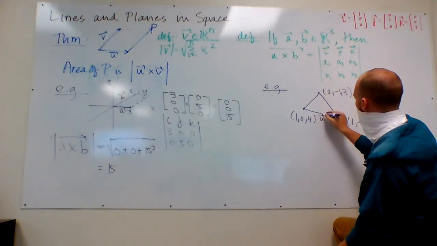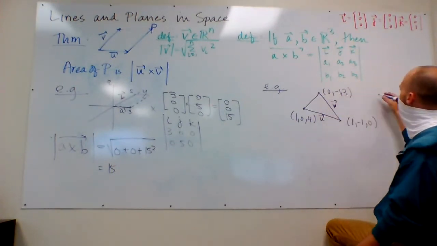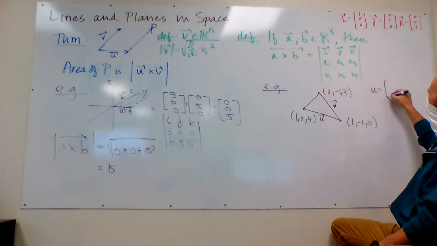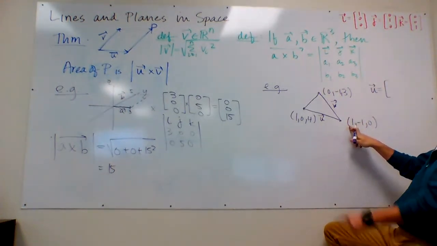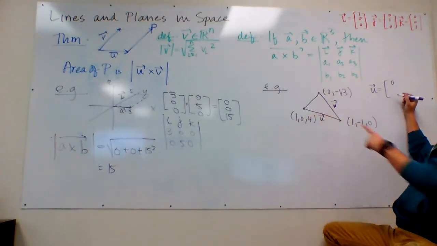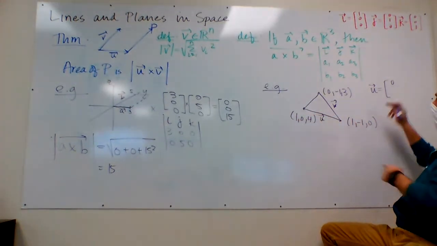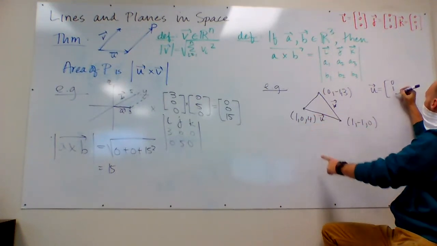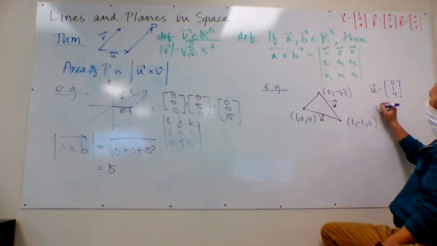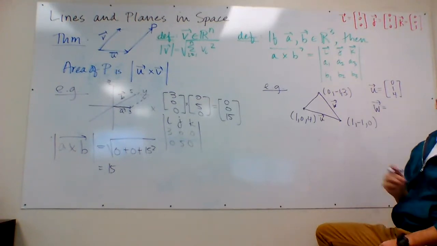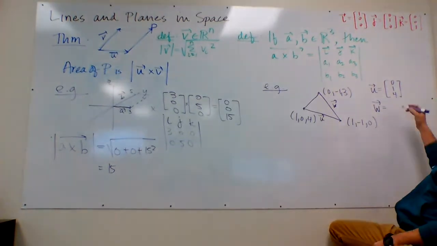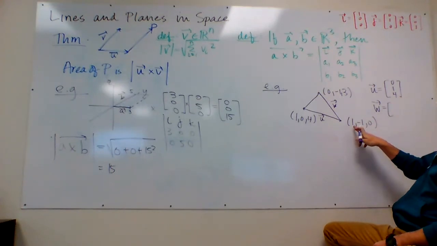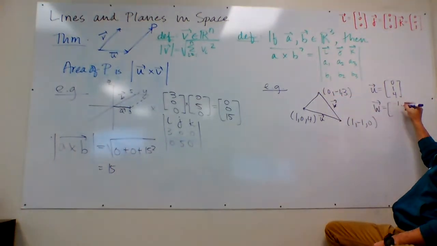So I'll call this one U and I'll call this one W. I've got U equaling, okay, to go from 1 to 1, I did not change X, so there's 0 change in X. To go from -1 to 0, I increased by 1 in the Y direction, and to go from 0 to 4, I increased by 4. And then W. How do I get from 1 to 0? I lost 1. -1 to -1, no change. 0 to 3, increased by 3.